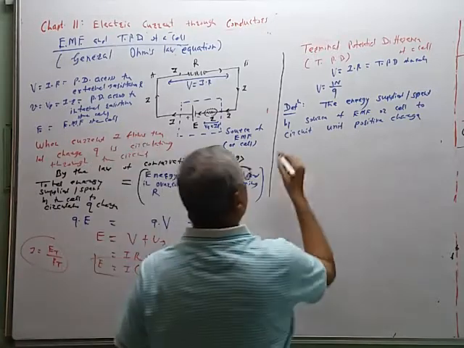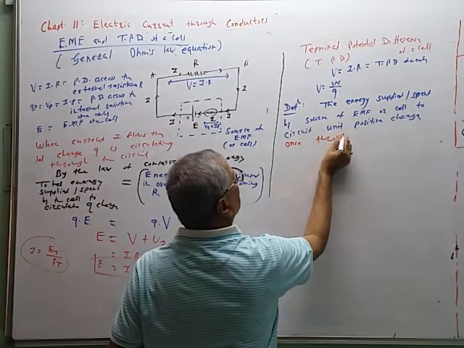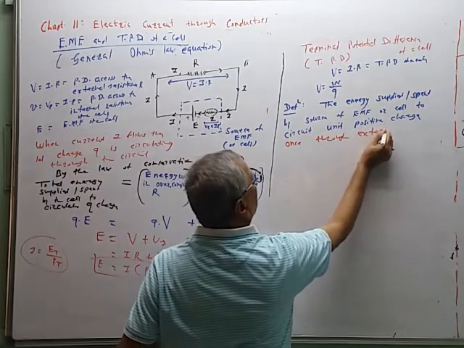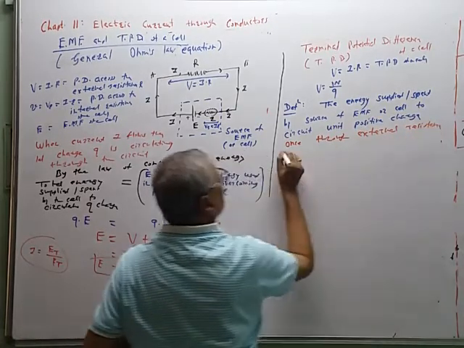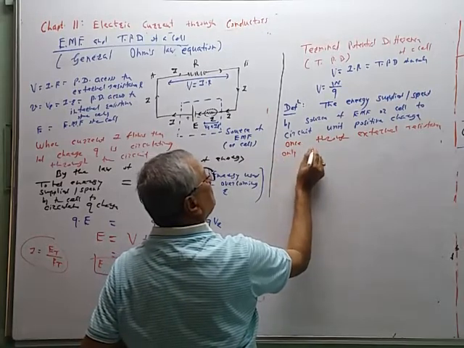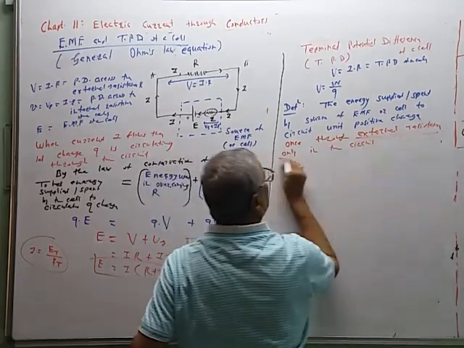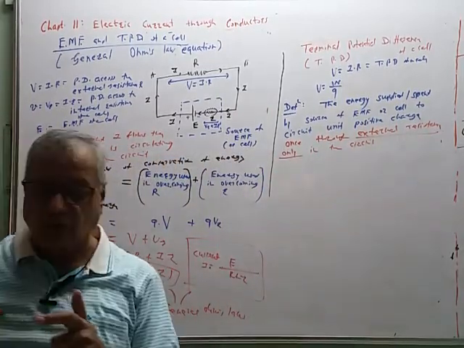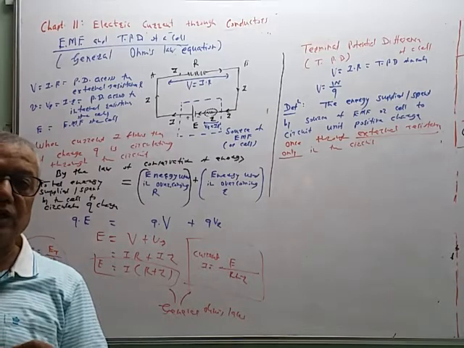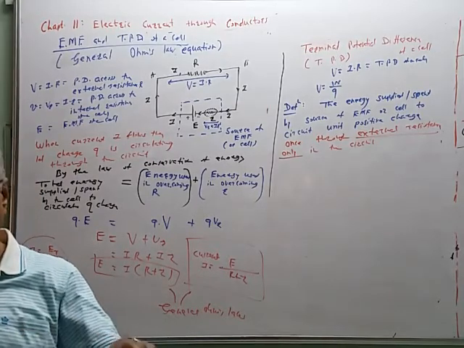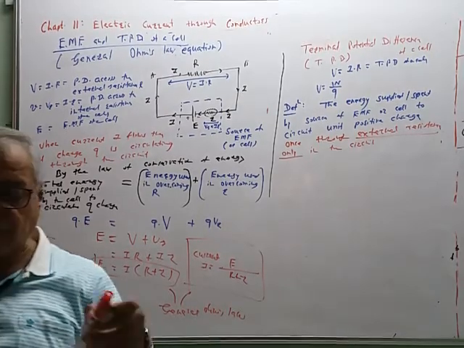This condition is important. Once through external resistance only in the circuit. Internal resistance नाही घ्यायचं त्याच्यामध्ये. So it is the energy supplied or it is the energy spent by the cell in circulating unit positive charge once through the external resistance R only. So what is the formula for TPD?